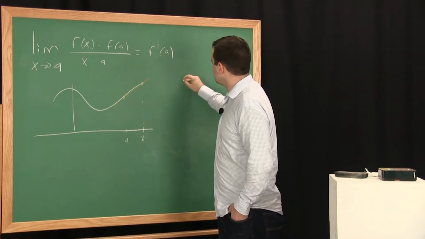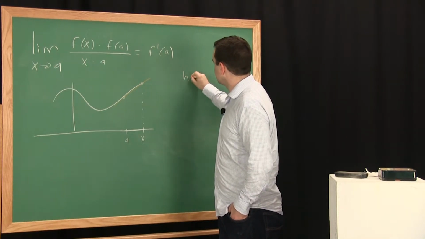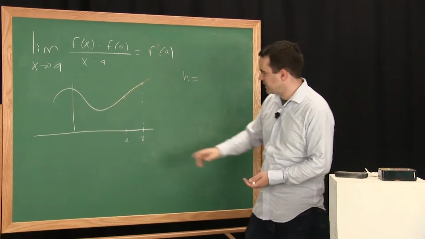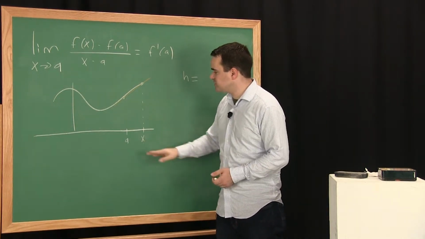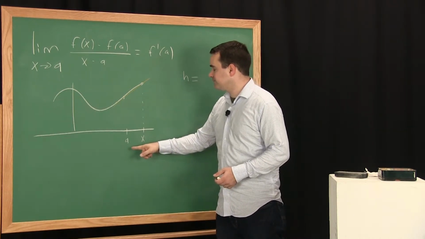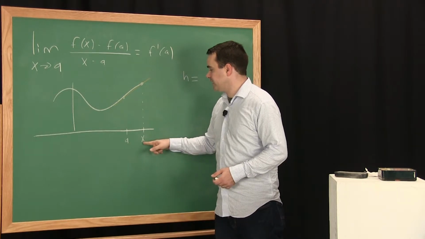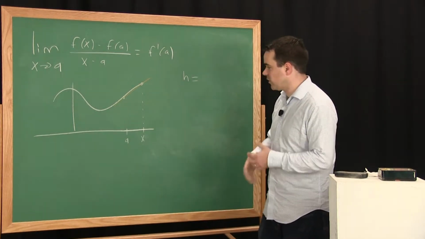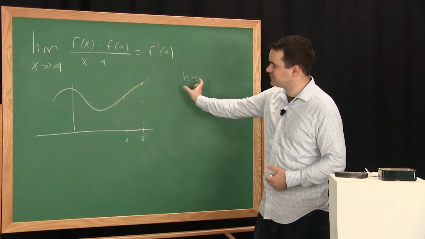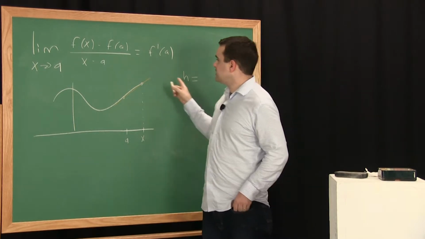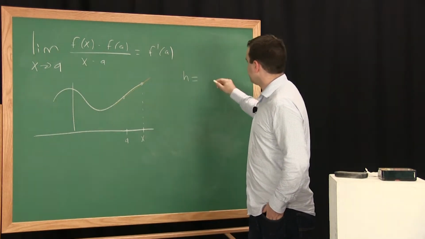And so here's what I'm going to do. I'm going to write a new variable, h. Often we use h for the step size or for the distance, or more properly, the signed distance. It's going to be positive if x is bigger than a, and h will be negative if x is less than a. We call that the signed distance. So its absolute value is equal to the distance. So I'm going to write h equals x minus a.